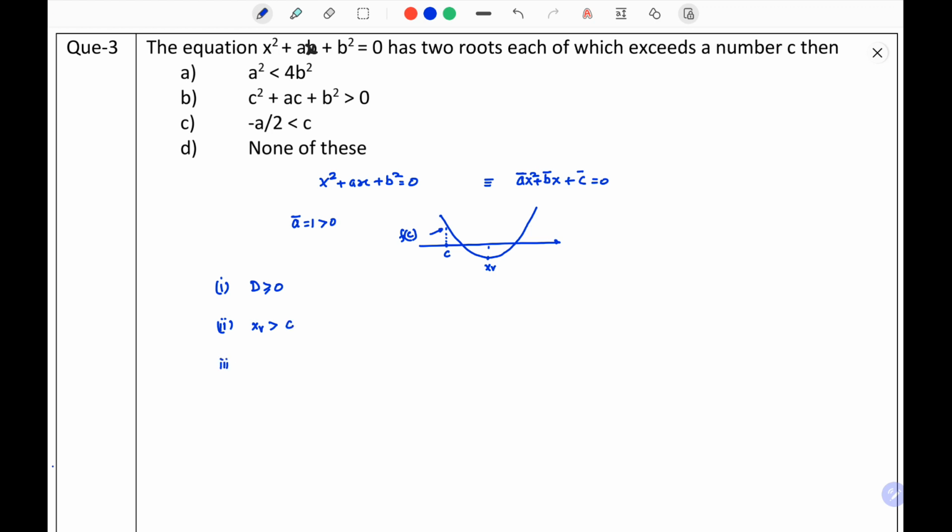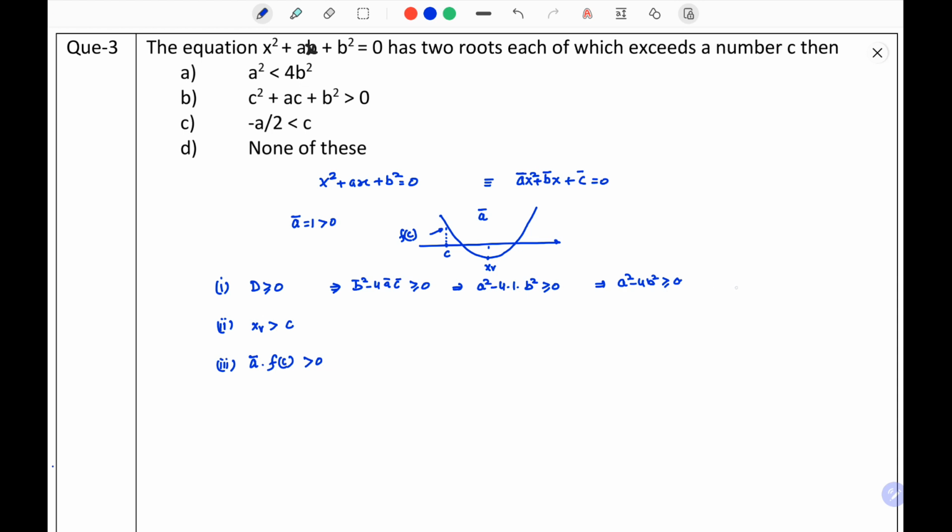And third is that the product of a bar, which is the coefficient of x square, and the value of the function at c should be greater than 0 because both are positive. So now, substituting the values here, it is b bar square minus 4 into a bar into c bar. It should be greater than or equal to 0. This will give a square minus 4 into 1 into c, which is b square, and it is greater than or equal to 0. This implies that a square minus 4b square is greater than or equal to 0.